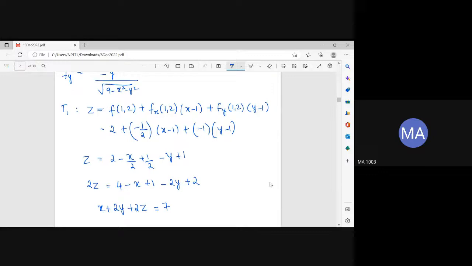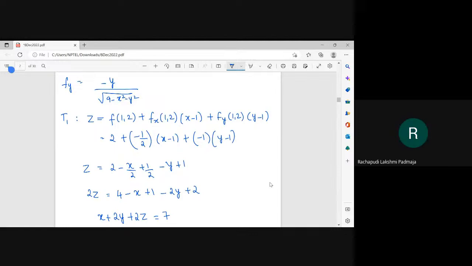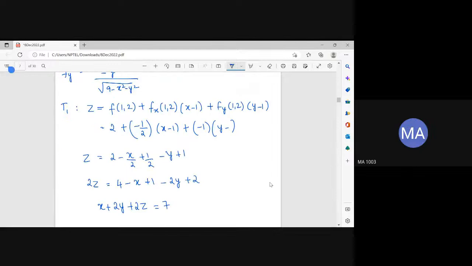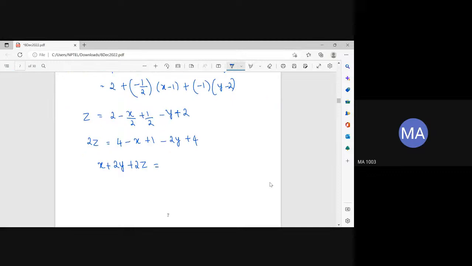Can someone quickly check the solution? 2 minus x by 2 plus 1 by 2. Ma'am, it is minus y plus 2. The point is 1 comma 2, so it's fy of 1 comma 2 into y minus 2. Oh, okay. Fine. Yes, thank you. Even in the above step also, this is plus 2, so this is plus 4. Yeah, this is 9. So can you similarly calculate T2 and T3?